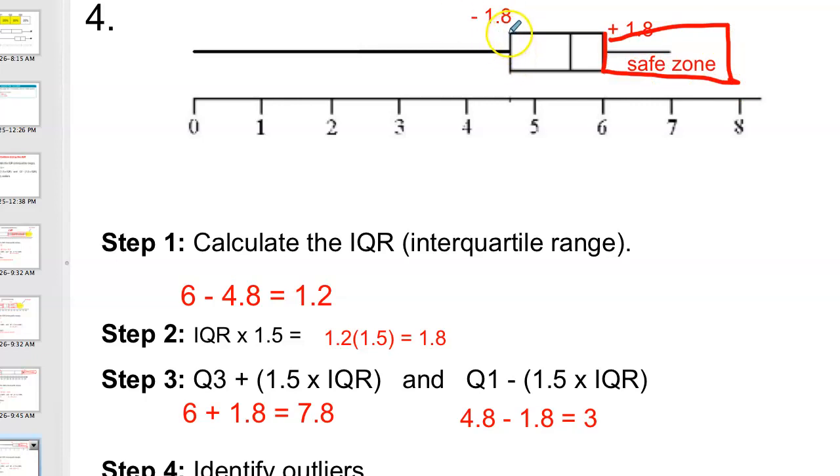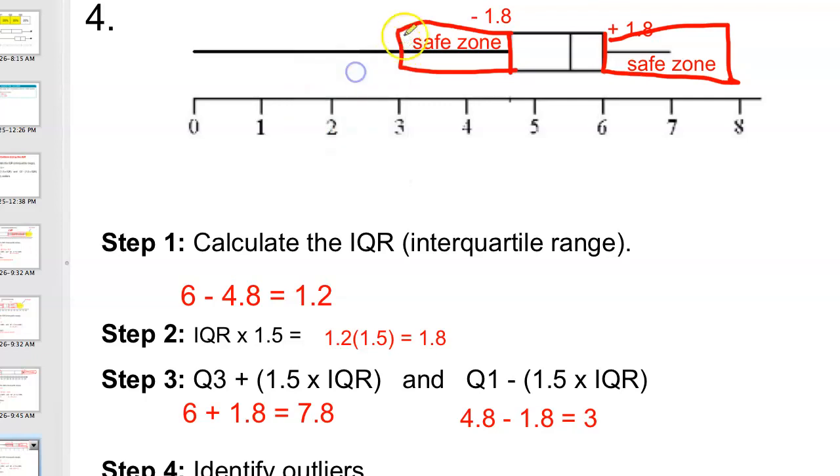Now let's look at my lower quartile. So my lower quartile, I'm going to start at 4.8. My safe zone goes to 3. Anything less than that is going to be an outlier. So this here is my safe zone. All of these numbers are safe. Okay, notice these boxes are always going to be the same because it's adding 1.8 to the right and subtracting 1.8 to the left.